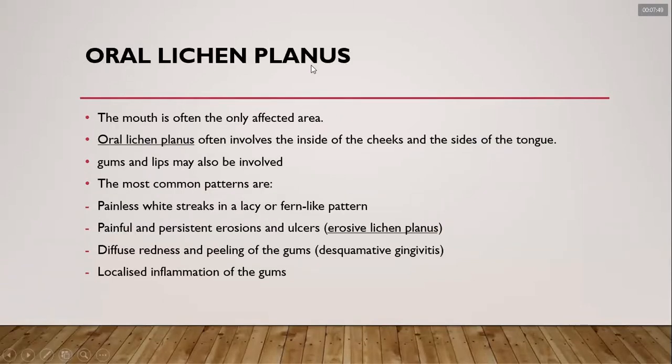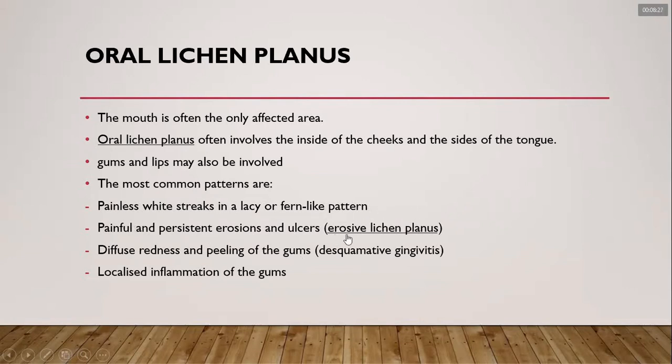Coming to oral lichen planus, the mouth is often the only affected area, in half of the reported lichen planus cases. Oral LP could be the only presenting feature. It generally involves the insides of the cheeks and sides of the tongue. Gums and lips may also be involved. The most common pattern is painless whitish streaks in a lacy or fern-like pattern inside the cheeks. This can be the isolated presentation, and this first type is known as the reticulate type of oral lichen planus.